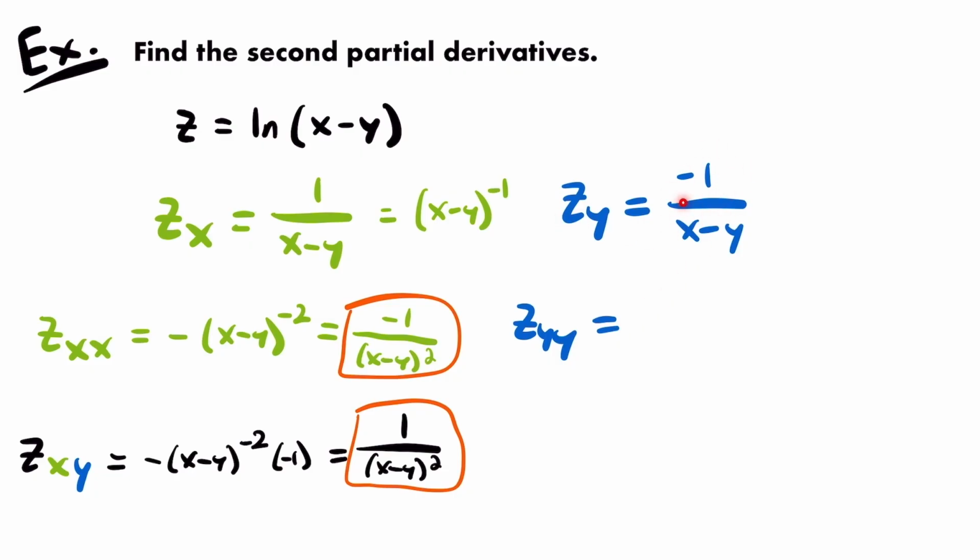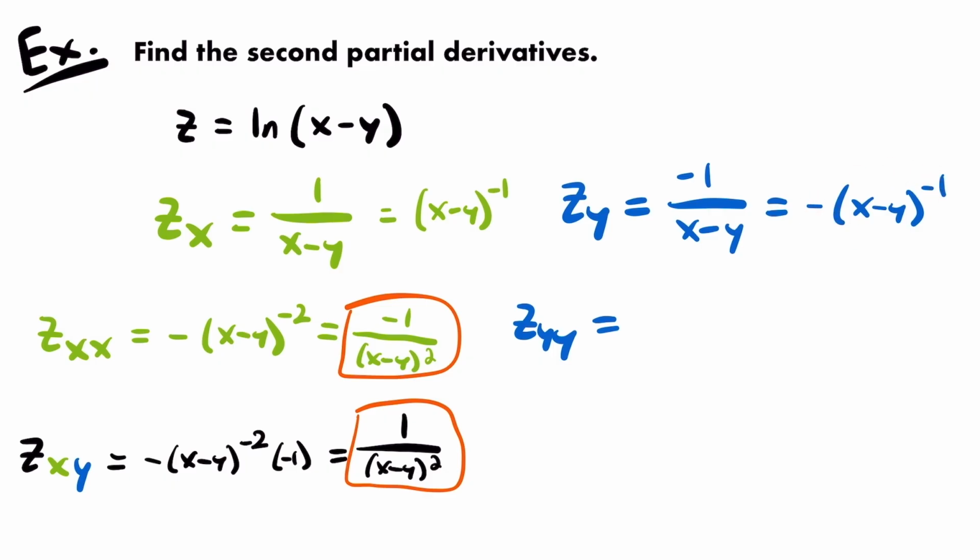And so how would we take the derivative of this with respect to y? Well, it's pretty much the same thing we did before when we were working with zx. The only difference here is that the numerator is negative. So I would recommend that you once again rewrite this function. It would be negative (x - y) to the power of -1, and so then you could use the chain rule to take the derivative with respect to y of this function.